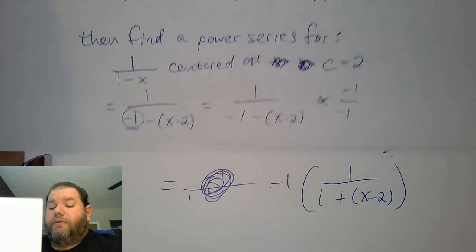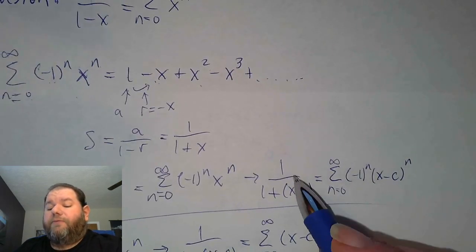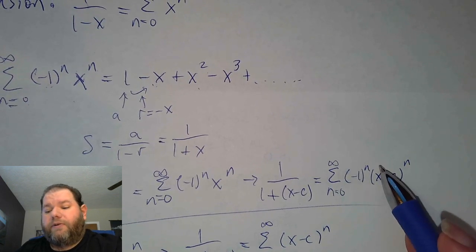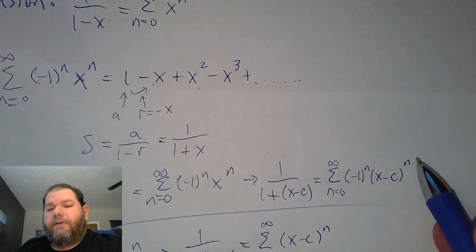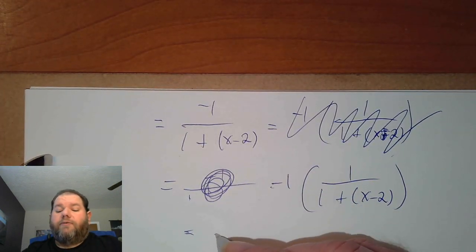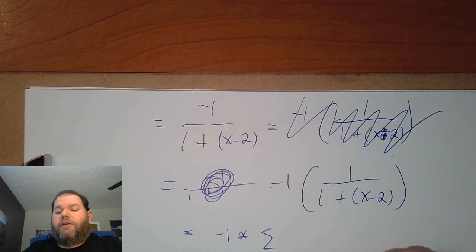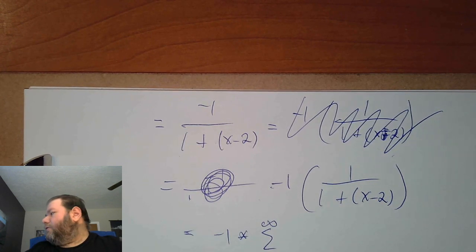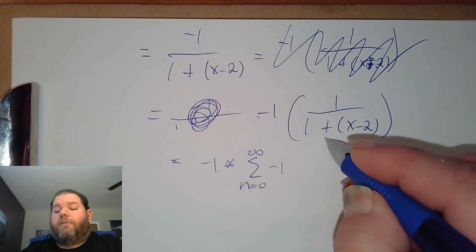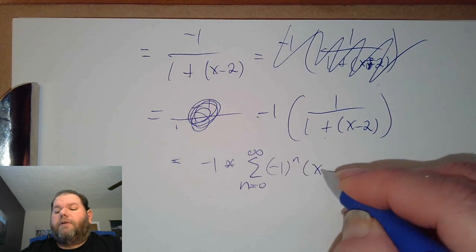So, going back to what I was talking about here, if we have 1 over 1 plus x minus c, we know that's the summation, negative 1 to the n times x minus c to the n. This has an extra negative 1 in front, but that's just carried over to the summation when we create it. And because we have a plus here, we know it's negative 1 to the n, and then x minus 2 to the n.